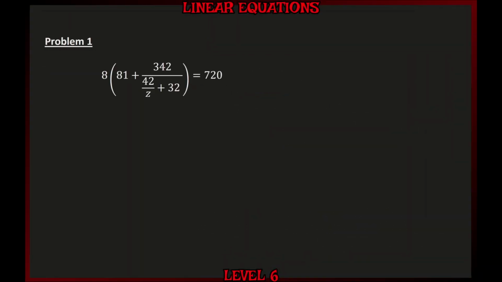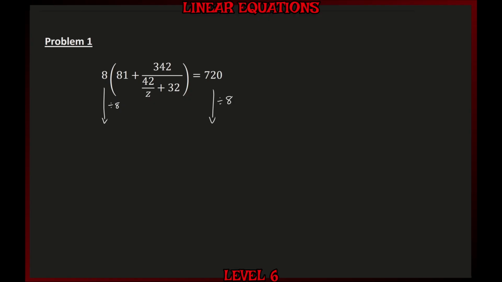In problem 1, we're solving the equation 8 multiplied by (81 plus 342 over (42 over z plus 32)) is equal to 720. We could start on the left hand side by expanding the bracket, and this would be absolutely fine to do. But what might be easier is to remove the times 8 in front of the bracket, and we can do this by using its inverse, which is to divide by 8. And we can do exactly the same on the right hand side.